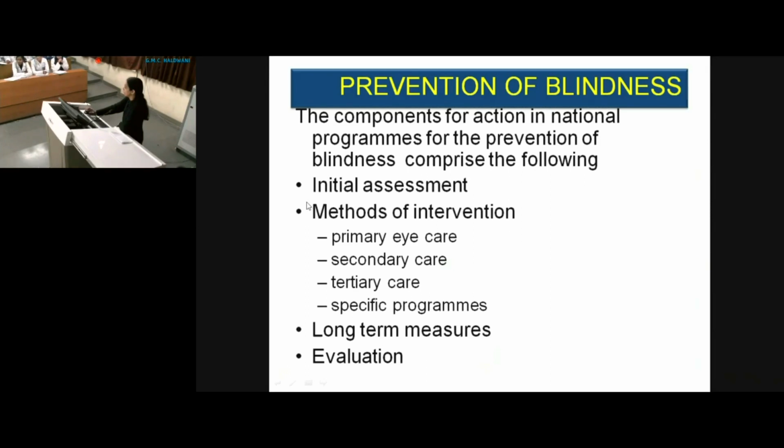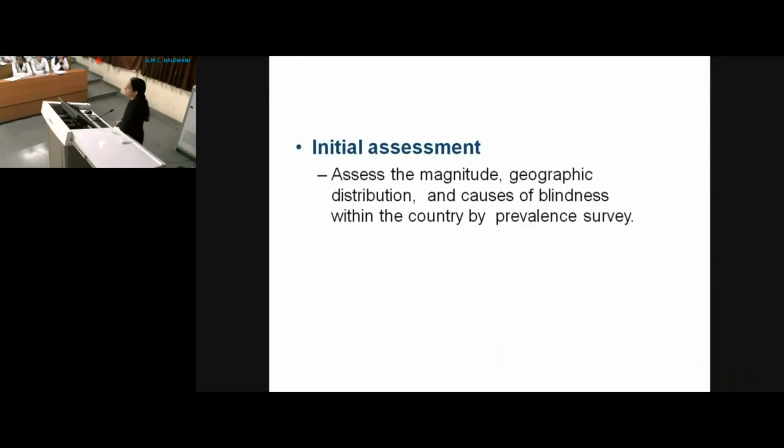Number one is initial assessment. Two, method of intervention like primary eye care, secondary, tertiary, specific programs, long-term measures, and evaluation. So these are the steps. And what is included in initial assessment? We must know about the prevalence.